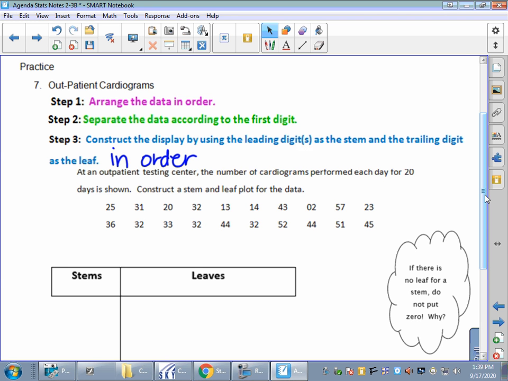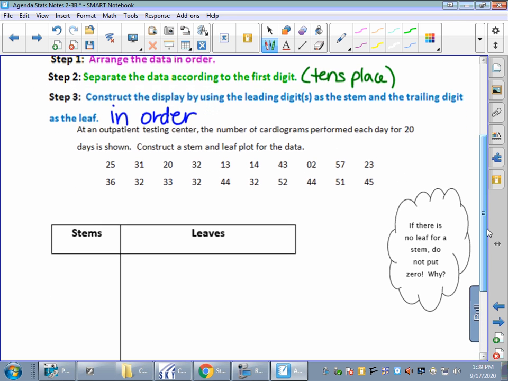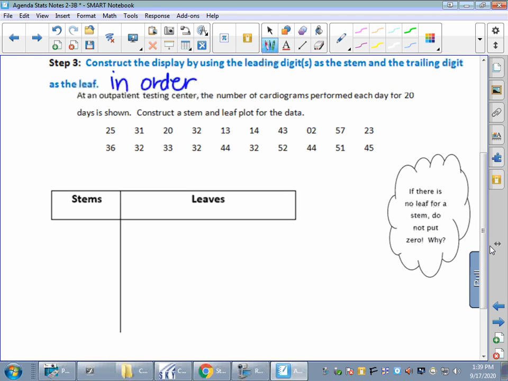So I'm going to put up here, separate the data according to the first digit. In this case, it's the tens place. So if I go to make a stem and leaf plot, my lowest value is what, 2? It's weird that I wrote it as 0, 2, but I just wanted to remember there is a tens place for the number 2. It's a 0. We have 0 tens and 2 ones. My highest piece of data, what would that be, like a 57 it looks like? So my range is from 2 to 57.